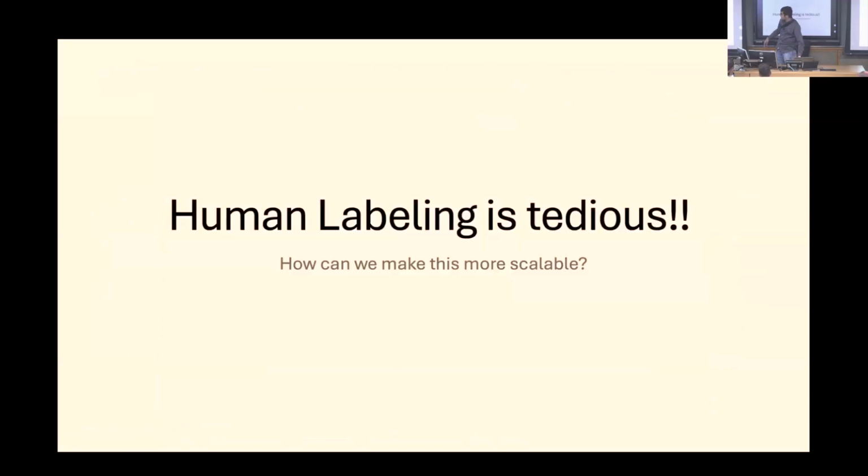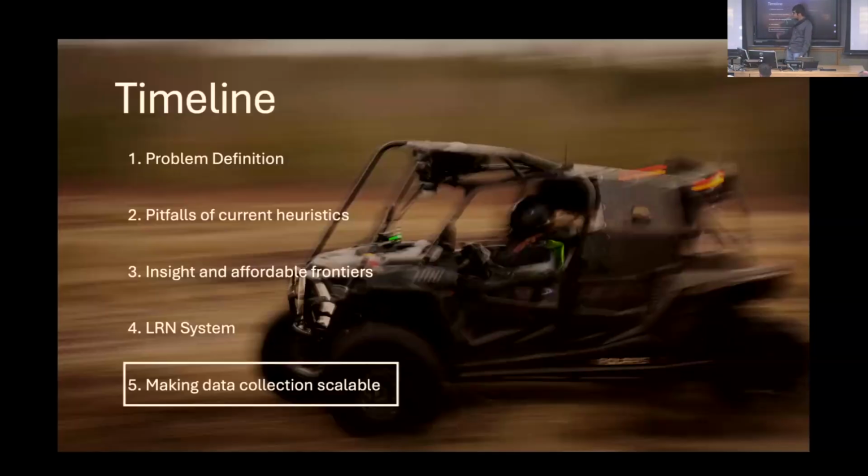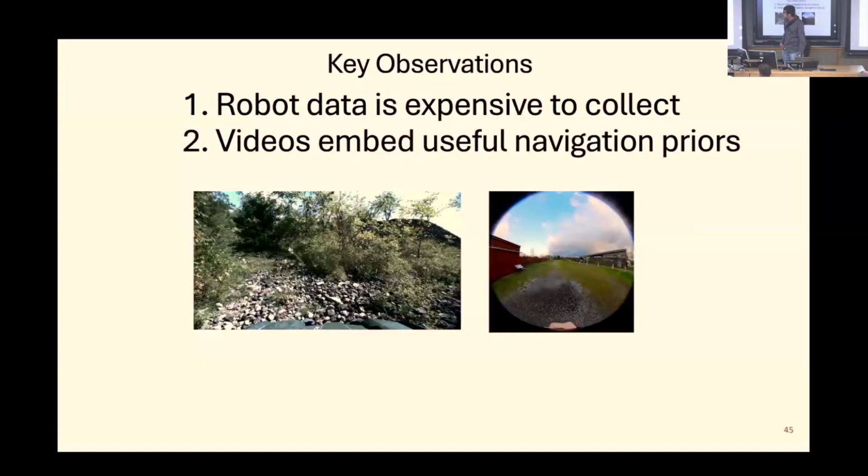I'm going to skip this for now. Maybe you can see it on the website. So LRN leads to benefits, but as we saw, the data generation process was human labeling, which is obviously tedious. So is there a way we can make it more scalable? And this is what I'll talk about now.